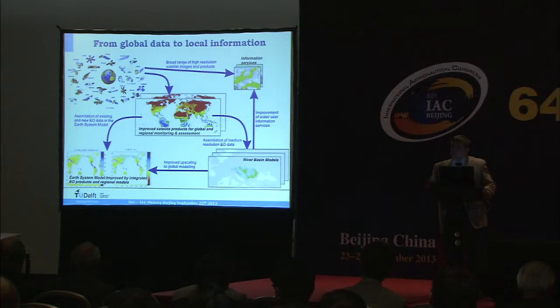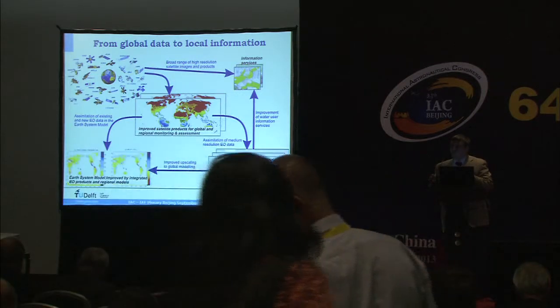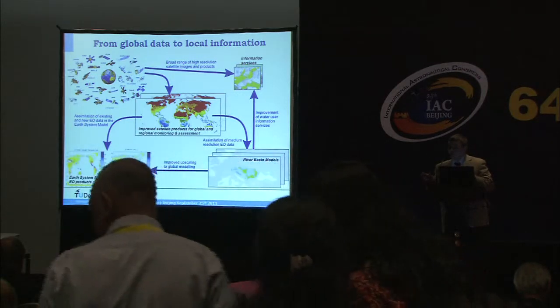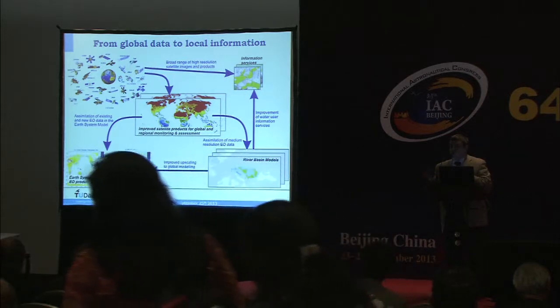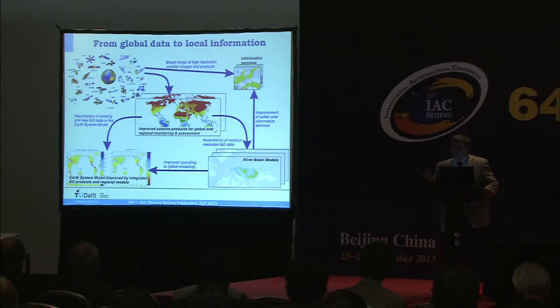So once that loop is complete, we will end up in a situation where global models are much better linked with the actual water use, and so with the societal aspects related to water availability, agricultural food production, and so on.